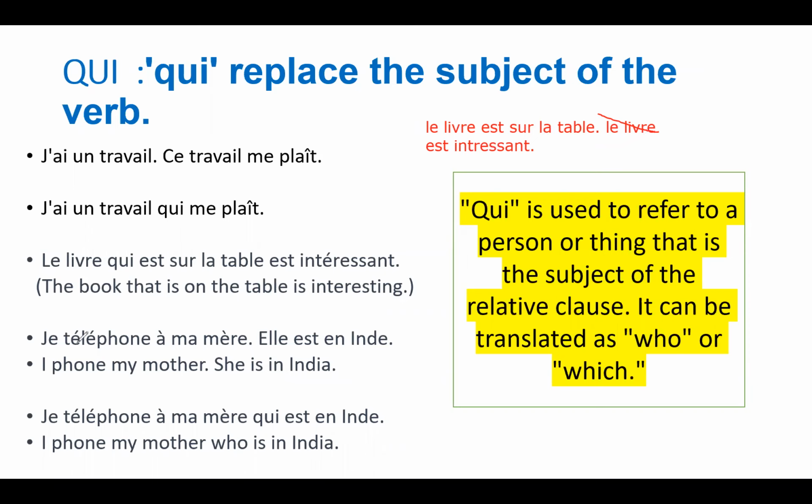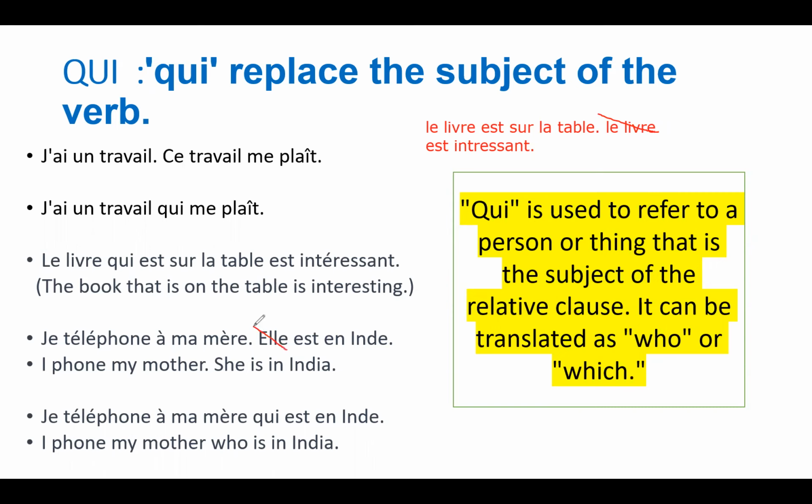Now we'll see another example. Je téléphone à ma mère, elle est en Inde. So, I phoned my mother, she's in India. Here there are two sentences. The first one is the main clause and the other one is the subordinate clause that gives the information about the main clause. So, je téléphone à ma mère, and where is my mother? Elle est en Inde. She is in India.